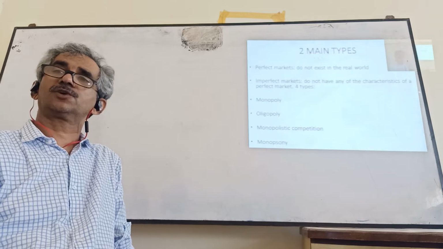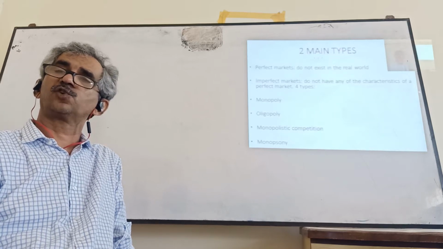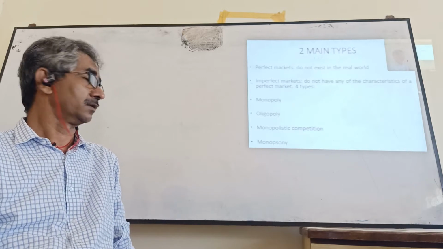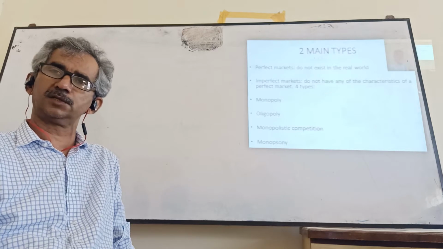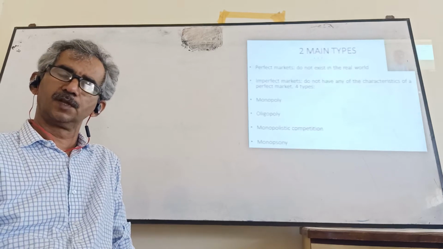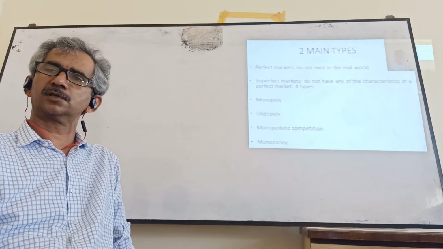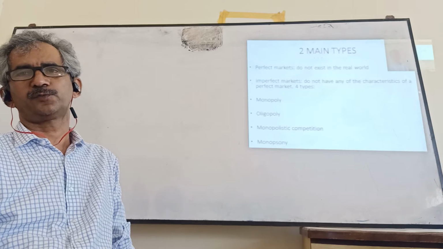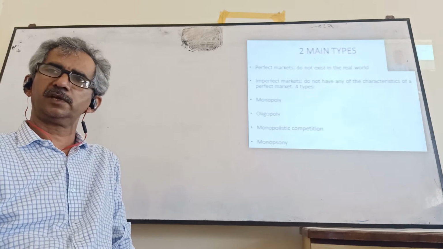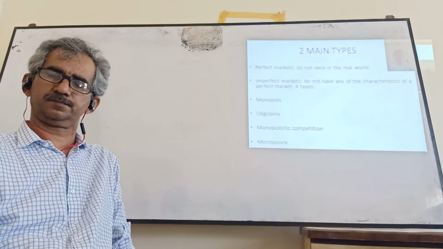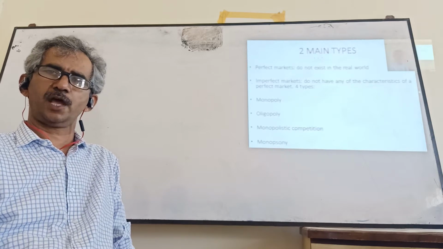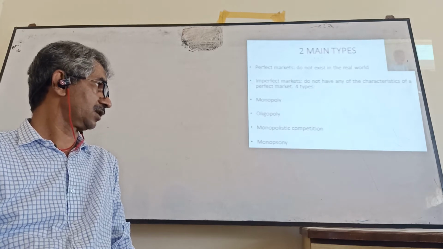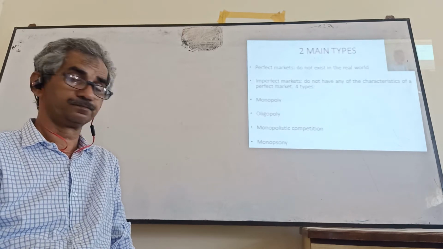What are the markets in economics? The focus of this lecture is to discuss the main types of markets. There are usually two main types of markets. The perfect markets, in the real sense, do not exist in the real world, and the others do not have any of the characteristics of a perfect market. So there are four types of markets: monopoly, oligopoly, monopolistic competition, and monopsony.